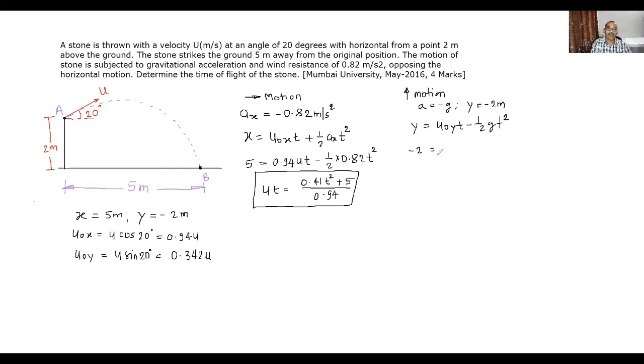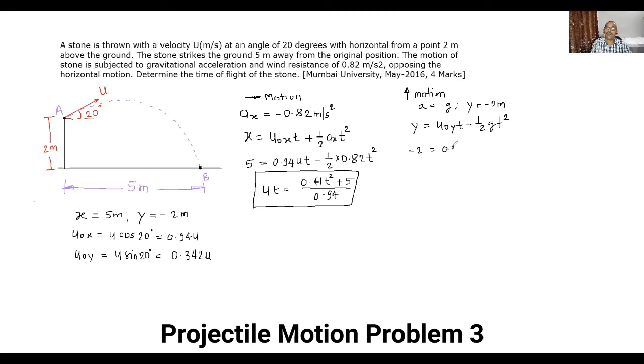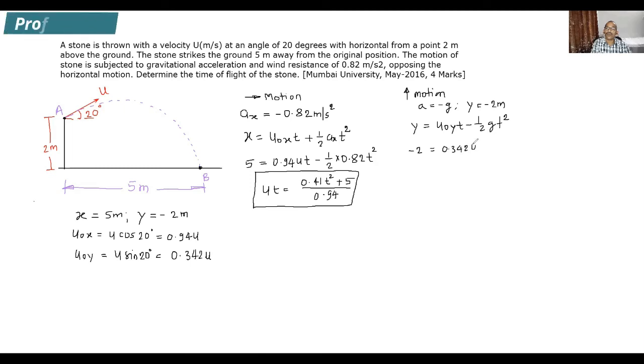u0y we calculated as 0.342 u, and here this term will remain as it is, minus half g t square. So half g is 9.81 into t square. Now again this equation is in terms of ut and t square. And what the problem is asking is the time of flight. That means from equation number 1, we will put this ut value in this 0.342 ut, substituting ut from equation number 1.